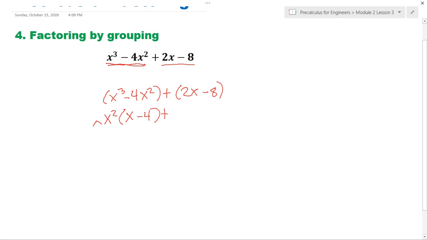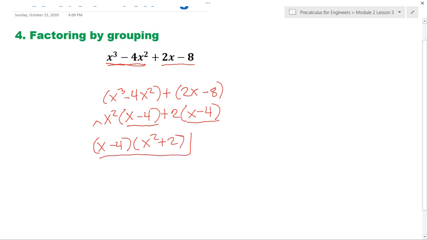The second group, we cannot factor a common for a variable, but we can factor a common for the coefficient. I can factor out 2 here. So 2 times x. What's left for 8? 8 divided by 2 is 4. So therefore, this is x minus 4. Using factor by grouping, makikita natin sa dalawang term, meron silang common na x minus 4. So therefore, factor it out. So we have x minus 4 multiplied by x squared plus 2. So therefore, this is now our final answer for factor by grouping.